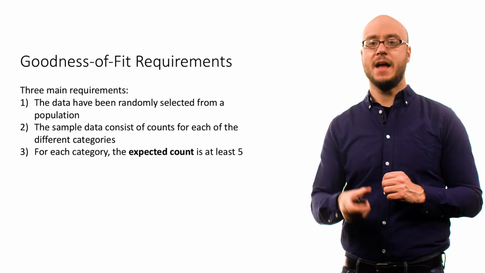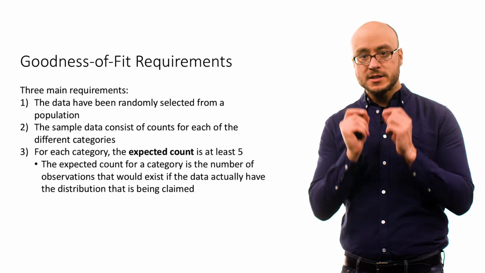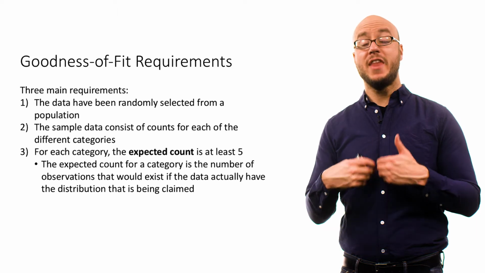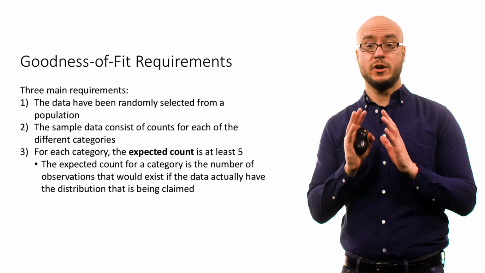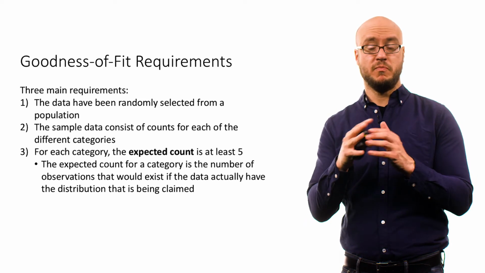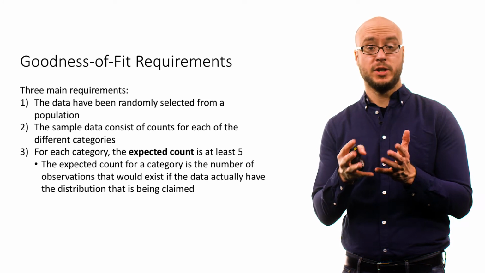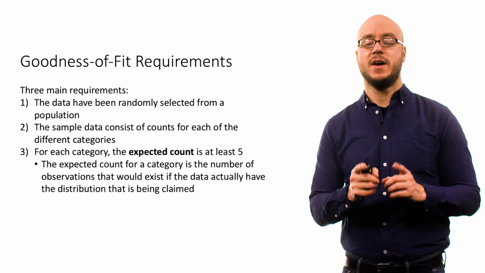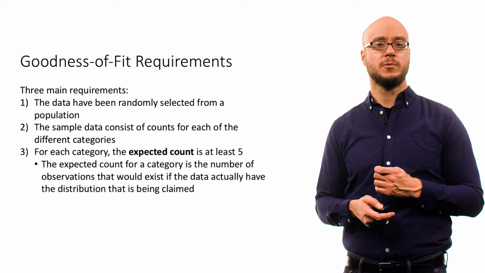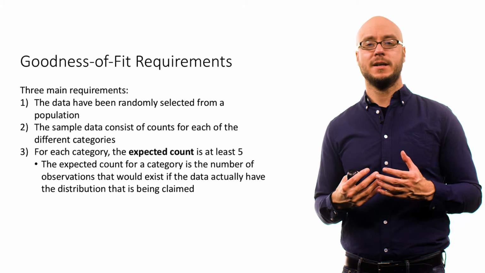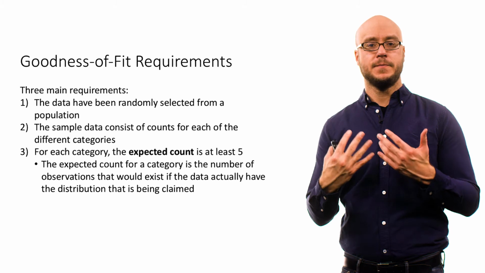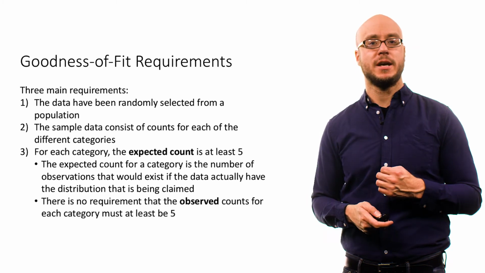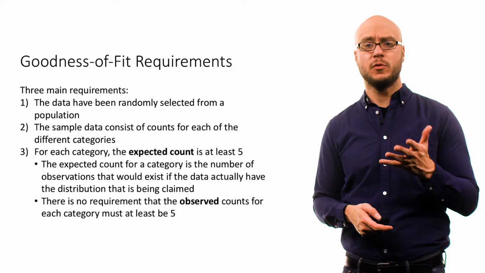Now the expected count is not the same as the observed count. The expected count is the number of observations that would exist if the data actually had the distribution that is being claimed. So it's possible that your actual data might have fewer observed counts than 5 for a particular category. But as long as the expected count is at least 5, we can go ahead and conduct a one-way chi-square goodness of fit test. Really, what the expected count requirement is saying is that you need a pretty large sample to conduct this test. And again, of course, there's no requirement that the observed counts for each category must be at least 5.